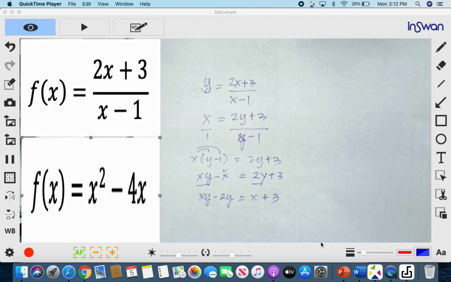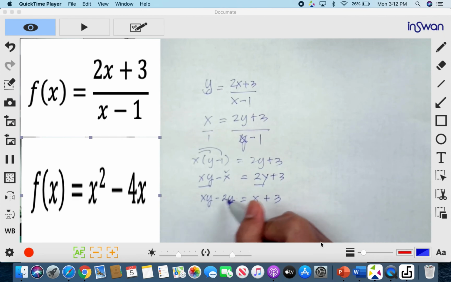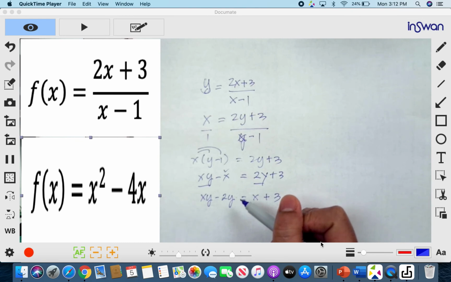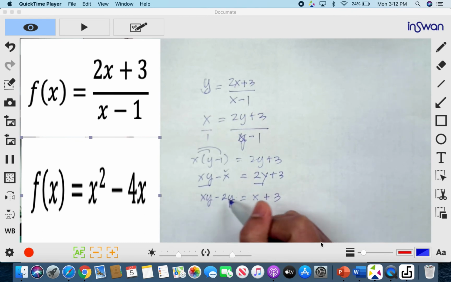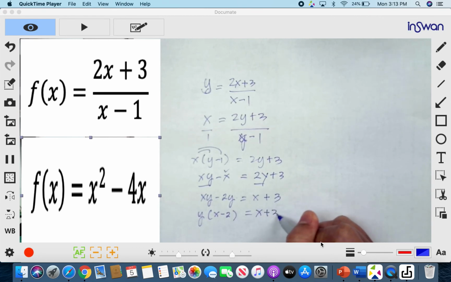Okay, then after that, because I need y, as you can see, I cannot simply combine xy and 2y. They are not similar. So what we can do here is to factor out y, and what remains inside the parentheses will be x minus 2. If I distribute y to x and to negative 2, it will go back to its original form. Or you can simply divide each expression by y. So xy divided by y is x, 2y divided by y is negative 2. So equals x plus 3.